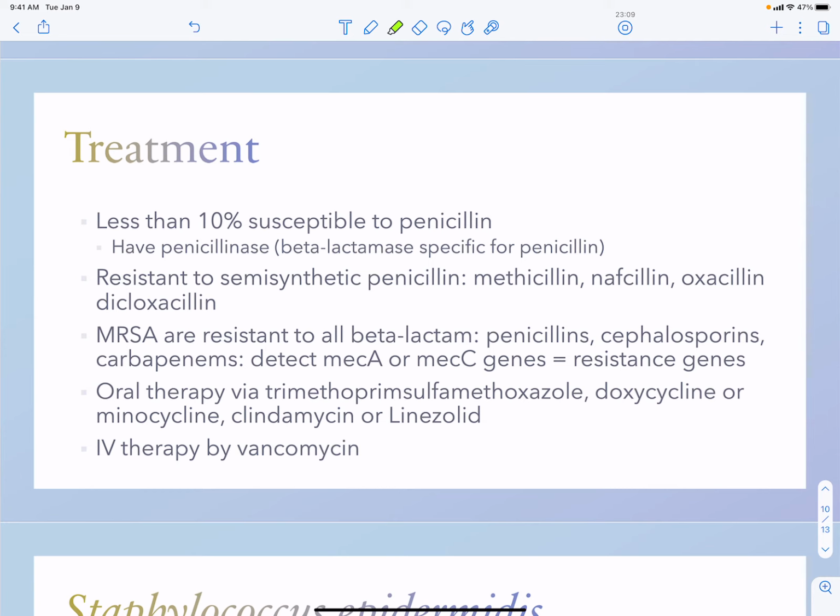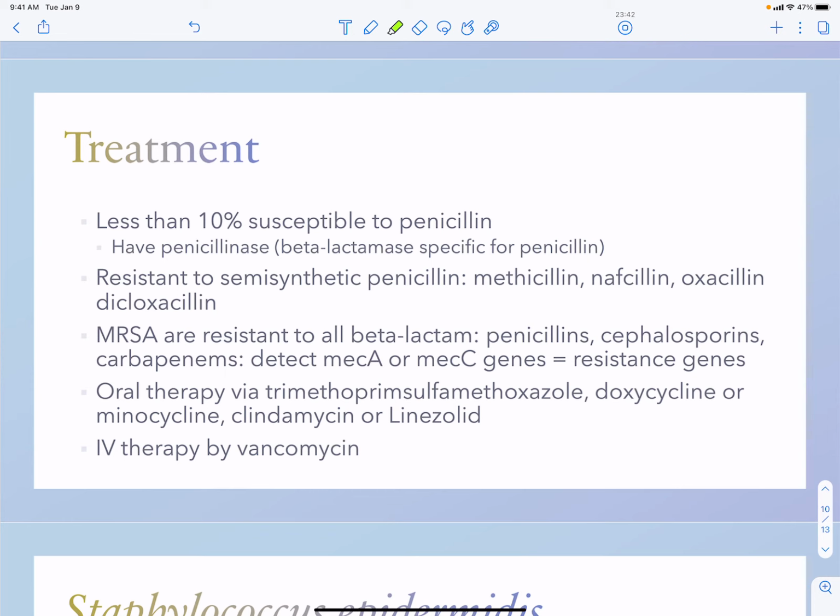Right now, less than 10% of the Staph aureus out there are going to be susceptible to penicillin because they have a penicillinase, which is a beta-lactamase that will break up penicillin. They're also resistant to the semi-synthetic penicillin derivatives, methicillin, nafcillin, etc. MRSA is going to be resistant to all the beta-lactams, penicillin, cephalosporins, etc. And it has different genes that confer resistance.